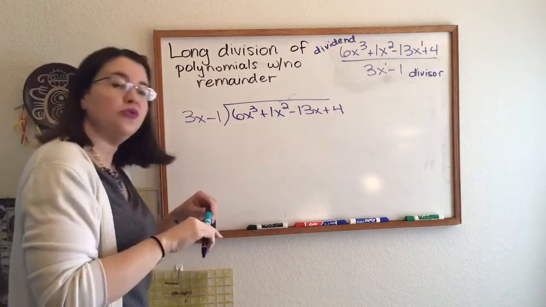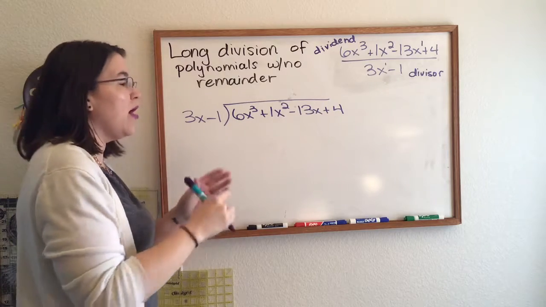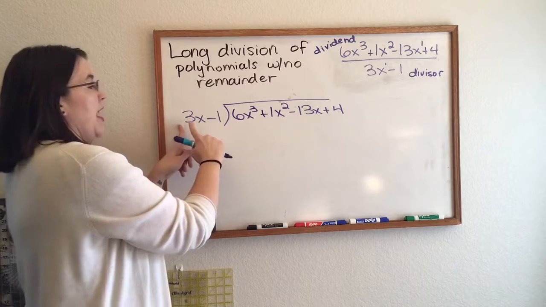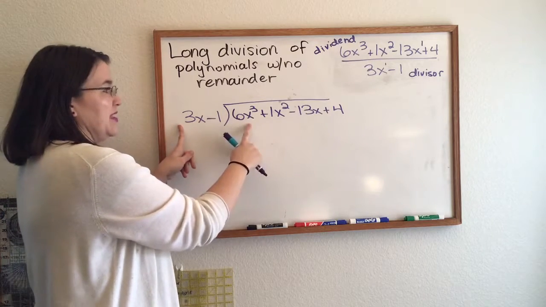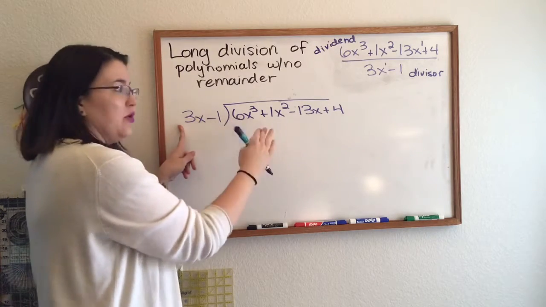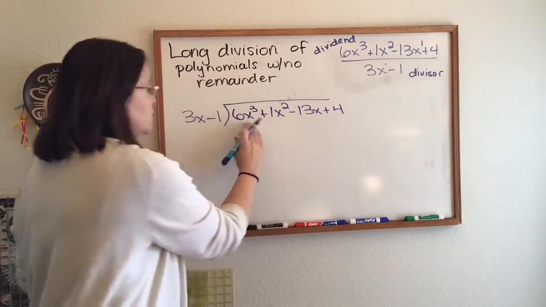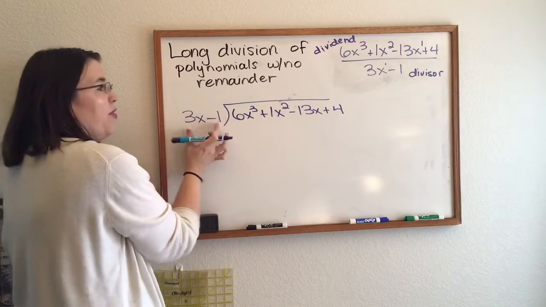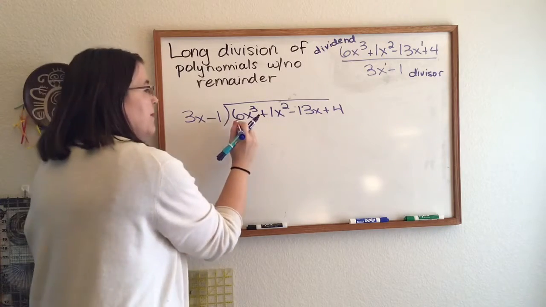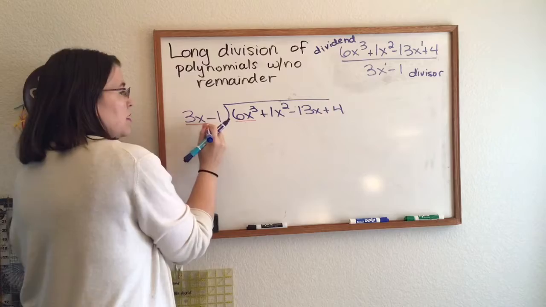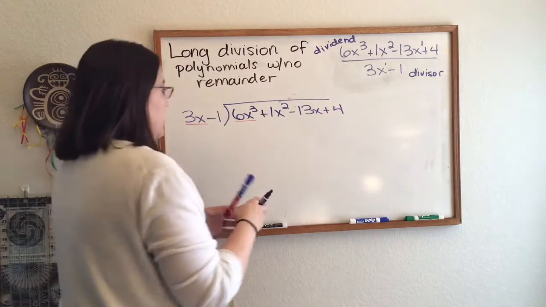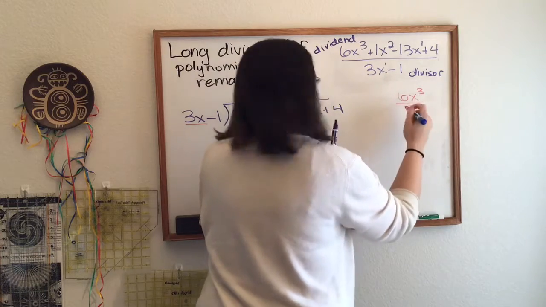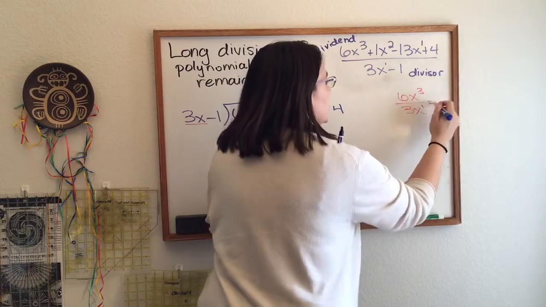Now you can do this in your head. You can do it off to the side depending on what makes most sense for you. You can just think about how many times does 3x go into 6x to the third, or if you find that too confusing, you can always just take the very first term. That's one thing to know about long division: instead of trying to divide this whole thing in at once, I'm going to take just the first part divided by just the first part. So I'm going to take 6x to the third divided by 3x to the first.